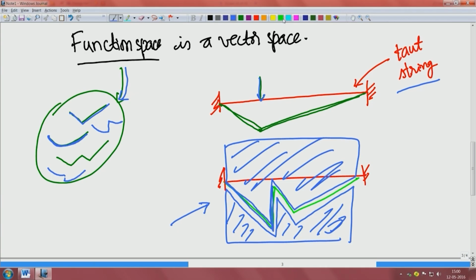Okay, let me change color. So, we have here a discontinuity, right. The same x value has a range of values. So, this type of thing is also allowed, things that have discontinuity.